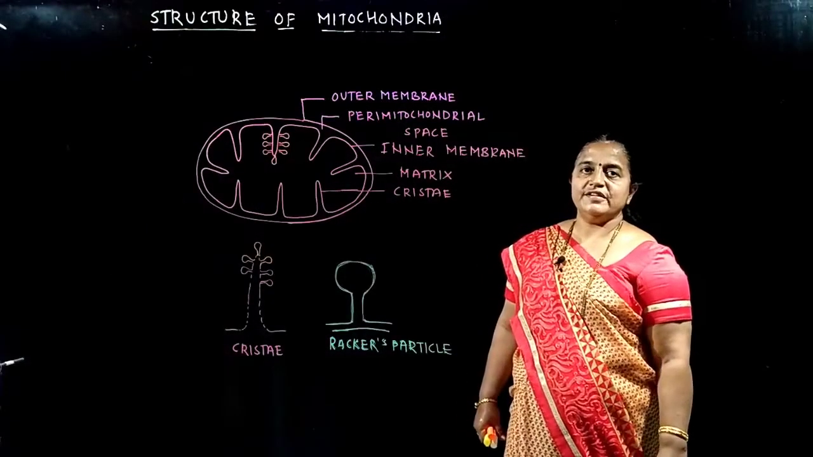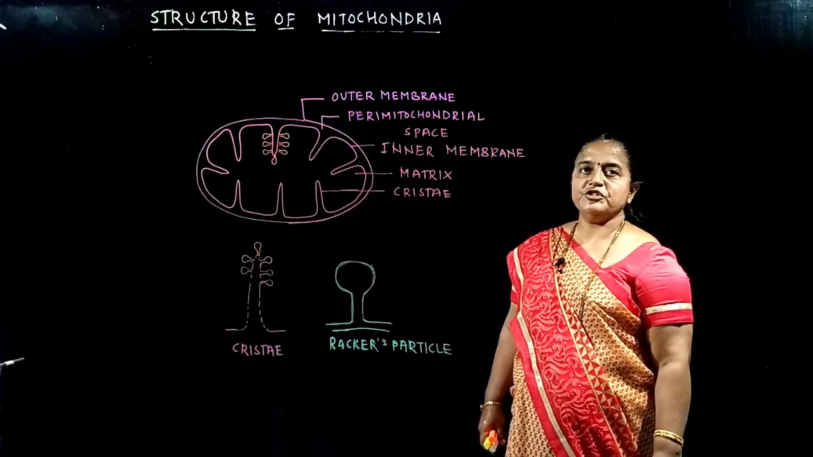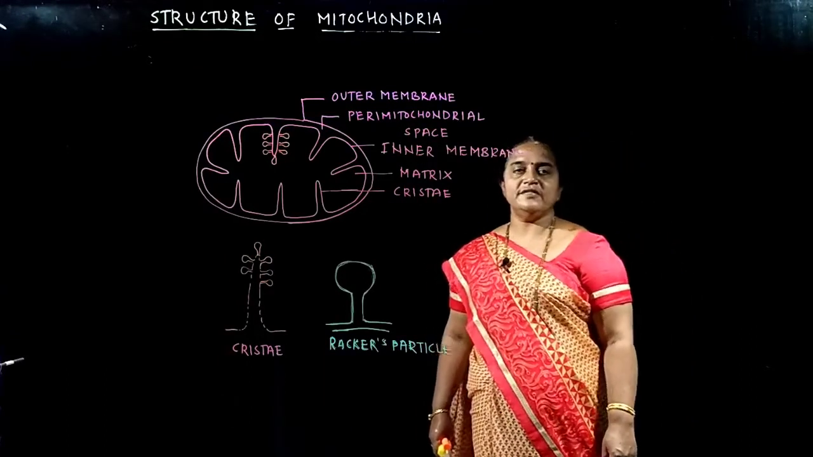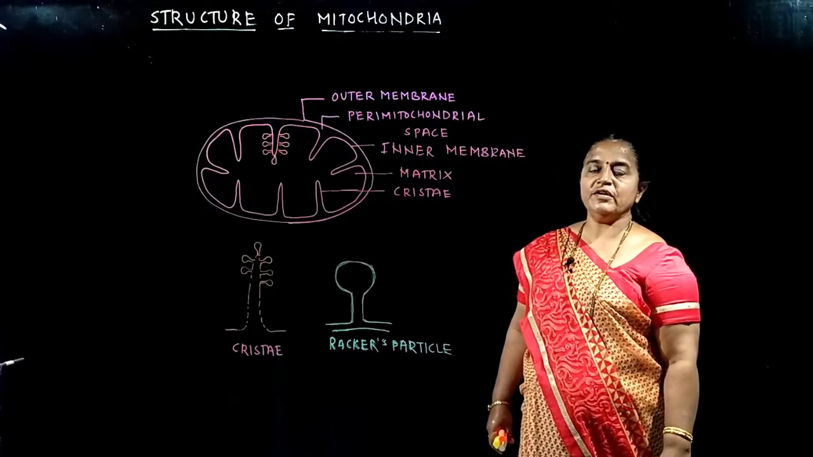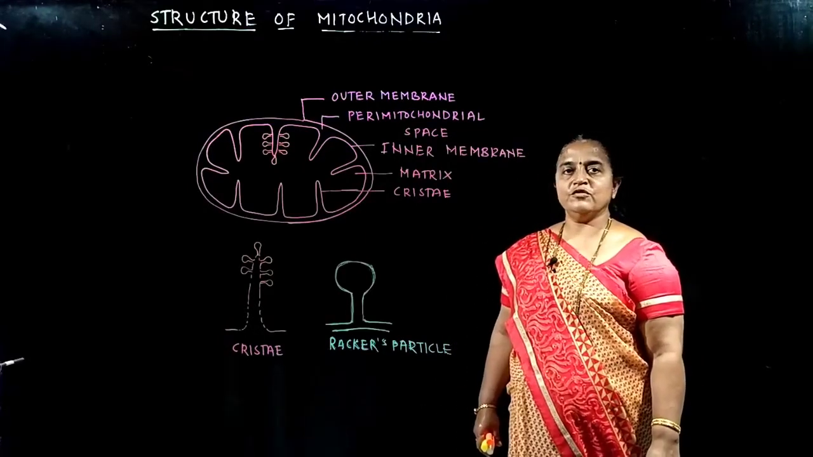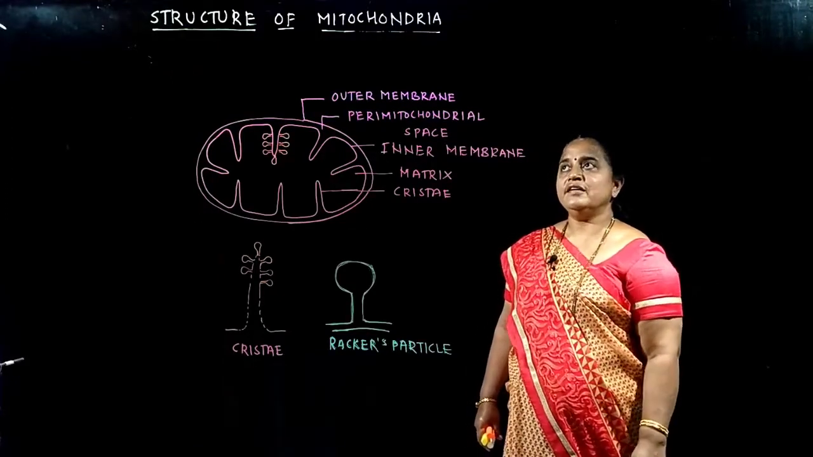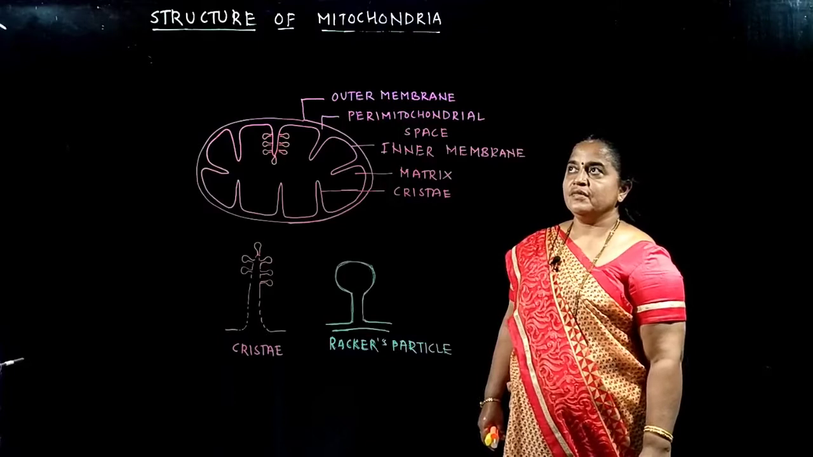Students, in today's session, let us discuss the structure of mitochondria. So far, we have covered the endomembranous system, which includes endoplasmic reticulum, Golgi complex, lysosomes and the vacuole. This session is important as it carries 5 marks weightage.